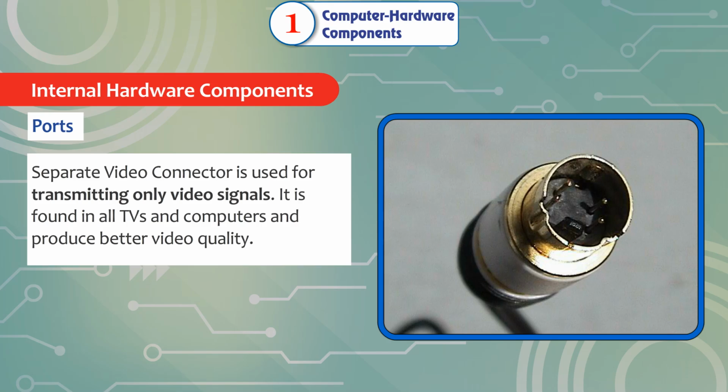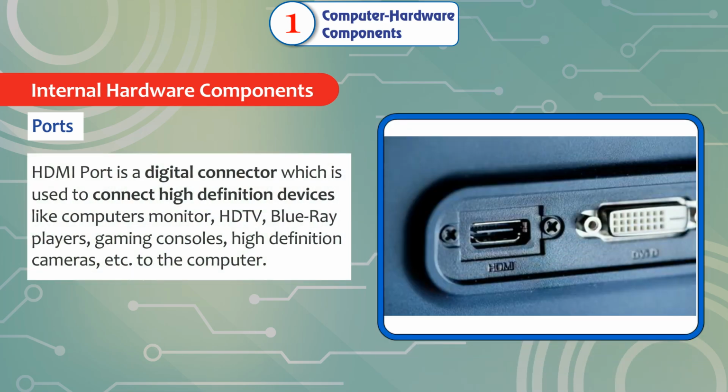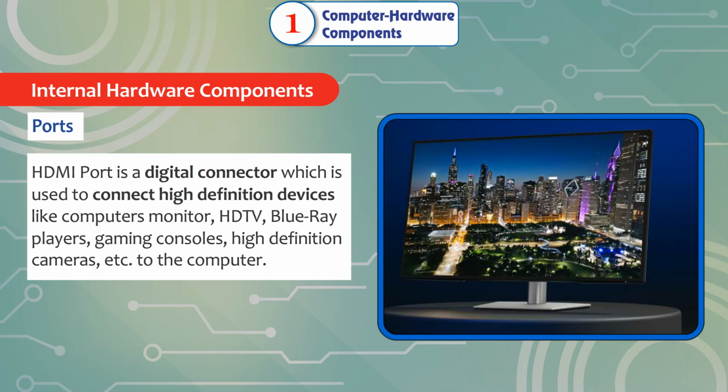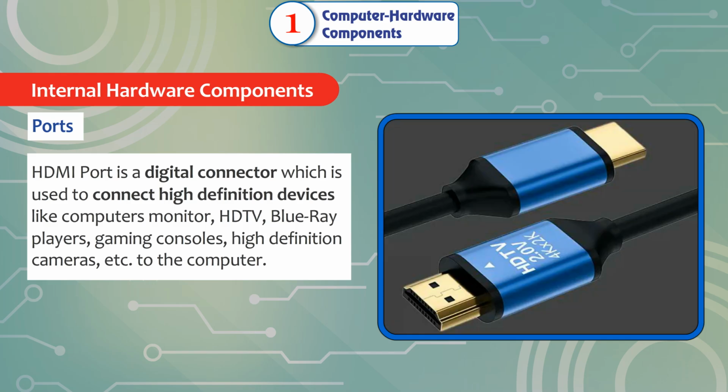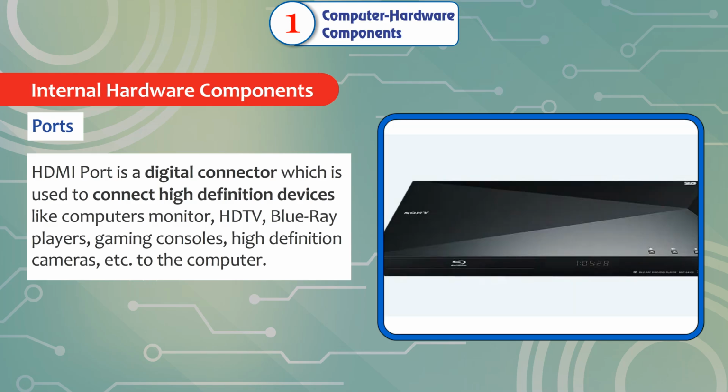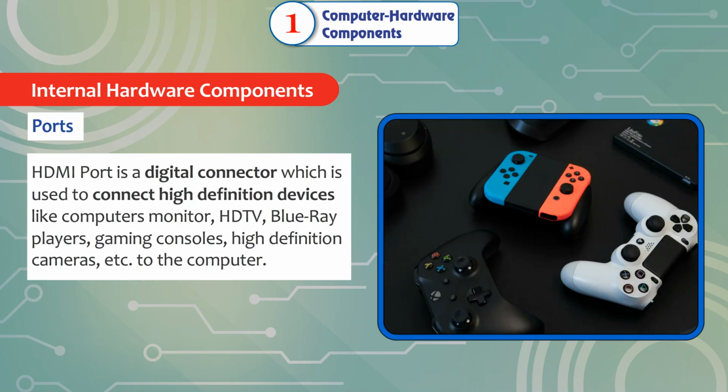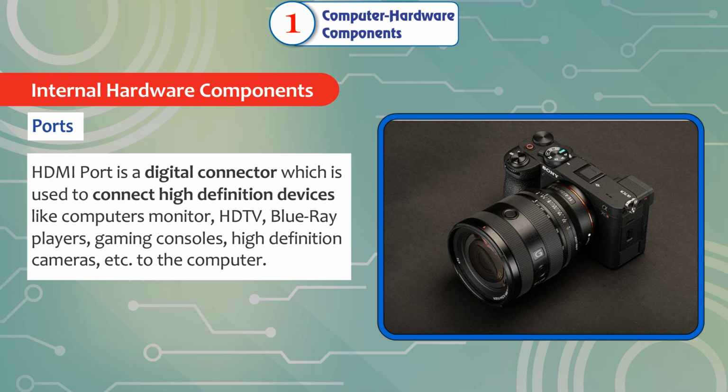Separate video connector is used for transmitting only video signals. It is found in all TVs and computers and produces better video quality. HDMI port is a digital connector which is used to connect high-definition devices like computers, monitors, HDTV, Blu-ray players, gaming consoles, high-definition cameras, etc. to the computer.